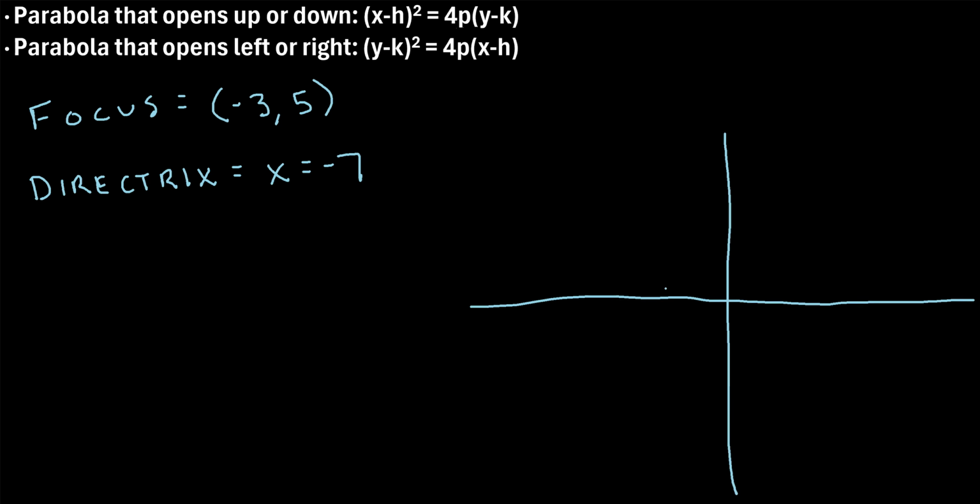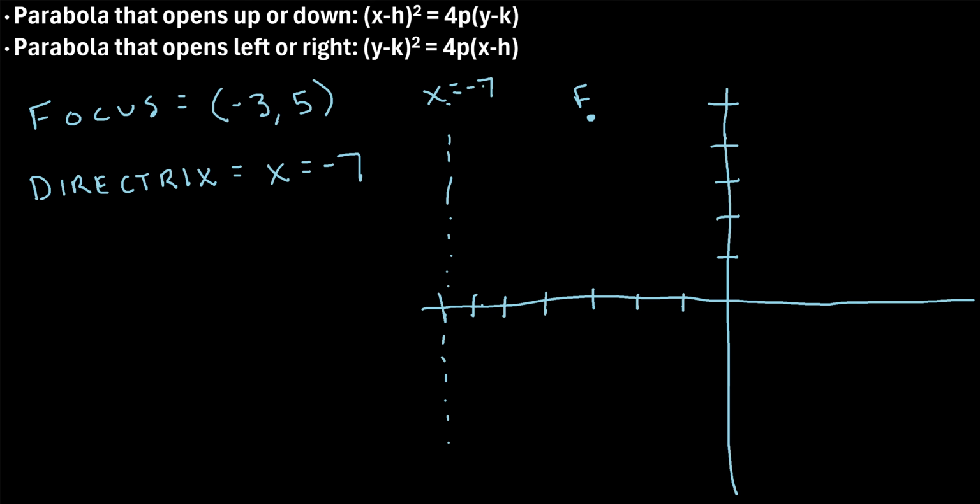So the focus is -3, 5. So 1, 2, 3. 1, 2, 3, 4, 5. So our focus is right here. We'll label it F. And the directrix is x is equal to -7. So 1, 2, 3, 4, 5, 6, 7. So here is the directrix. Remember, it's a line.